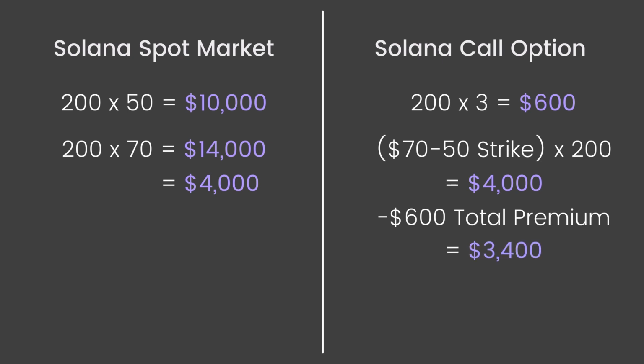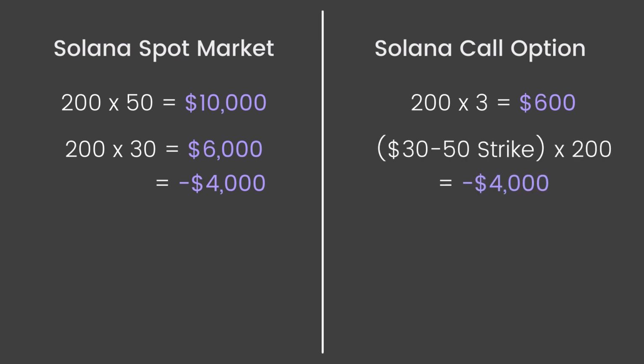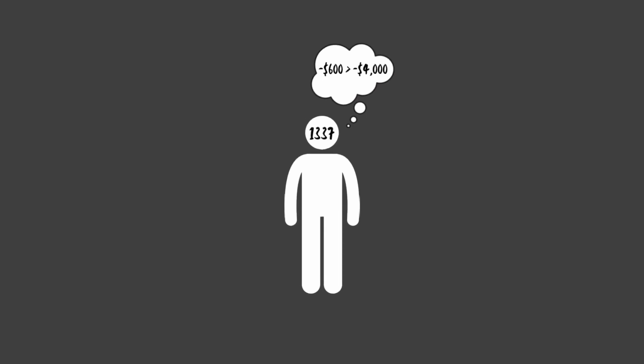On the other hand, if Solana falls to $30, the 200 Solana position will be worth only $6,000, meaning a $4,000 loss for the trader who bought Solana on the spot market. The Solana 50 strike calls will also be worth 0, but this only means a $600 loss for this position. Although the calls make most of the profit when Solana reaches 70, they only lose the value of the premium paid in the case the spot price drops. I think we can all agree that the $600 loss is more desirable than the $4,000.